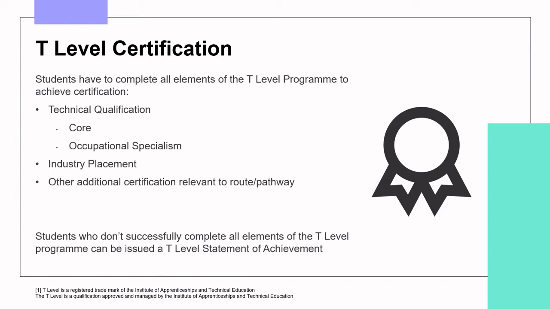When students complete all of the mandatory T-level components and complete their full T-level program, they will receive a T-level certificate issued by IFATE. The T-level certificates will outline all of the components they've achieved and the grade they achieved on each part of the technical qualification. Now, where students have not successfully completed all of the components of the T-level program, they can receive a T-level statement of achievement, outlining what the student has achieved.